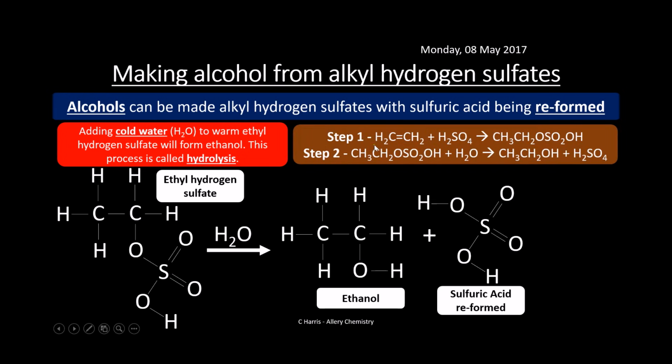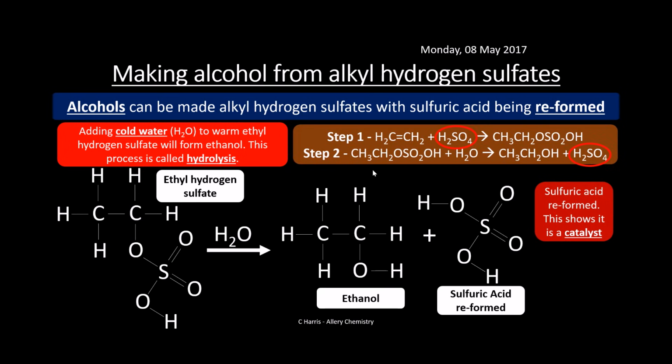So here's the overall reaction. Step 1, we took our alkene, reacted it with sulfuric acid, and we produced our ethyl hydrogen sulfate, which was this molecule here. We then took the ethyl hydrogen sulfate we made and added water to it, which has to be cold water, and we form our alcohol. This is ethanol, plus your sulfuric acid is reformed. There's your catalyst. So make sure you know how this works. Quite detailed, and it actually overlaps with the alcohols topic as well. So there it is, sulfuric acid is reformed.